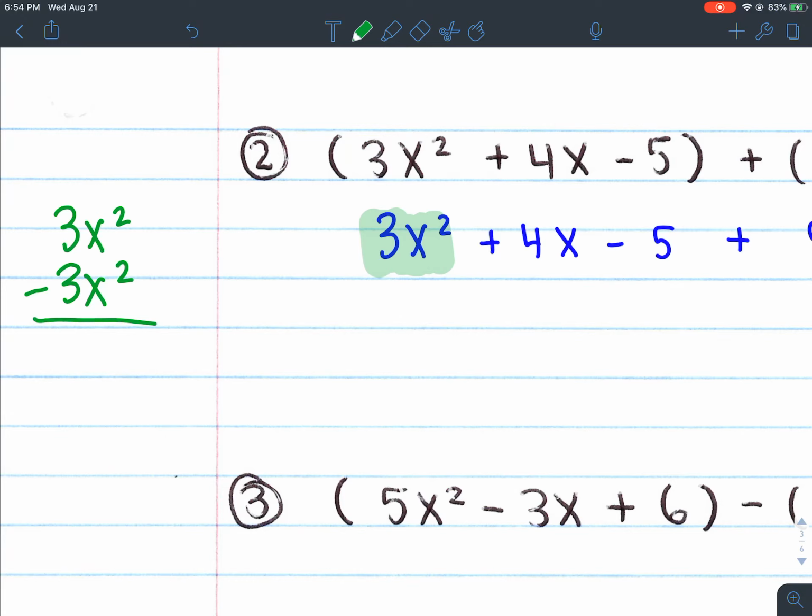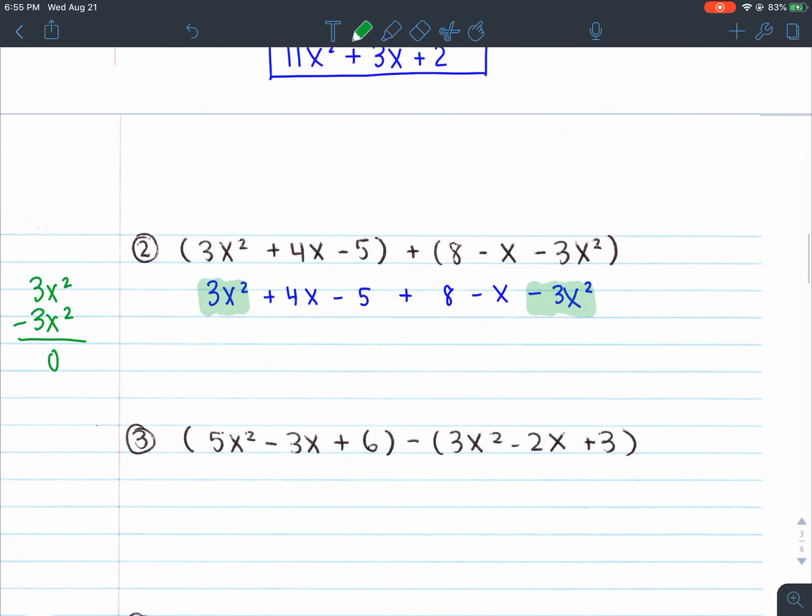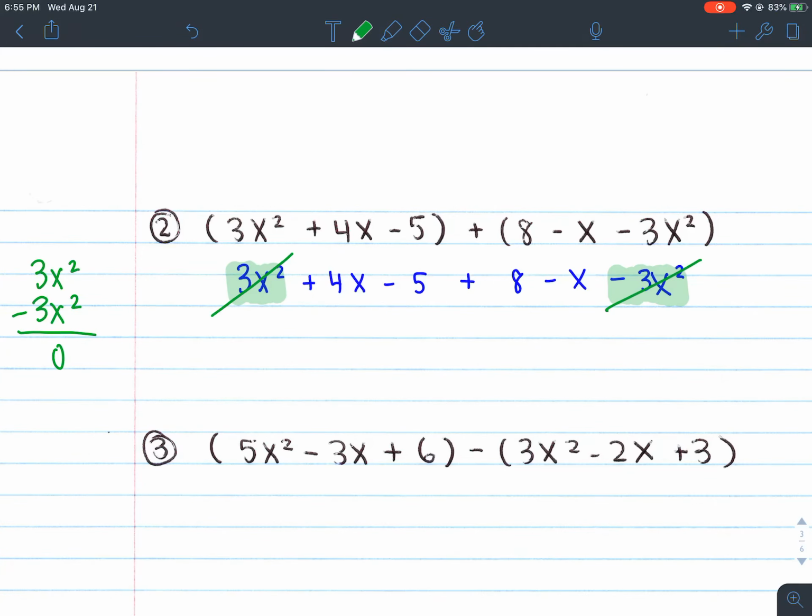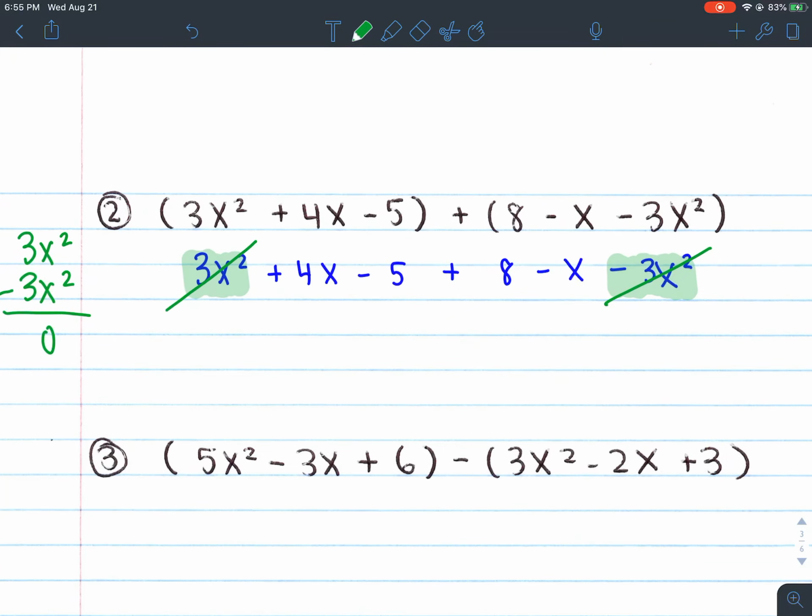I have nothing left. It doesn't make sense to say that there's x squared left because you're saying 3 minus 3 is 1. That doesn't make sense. So it is indeed 0. So because of that, these two guys cancel each other out and they no longer exist. So we can actually move on to our next thing.